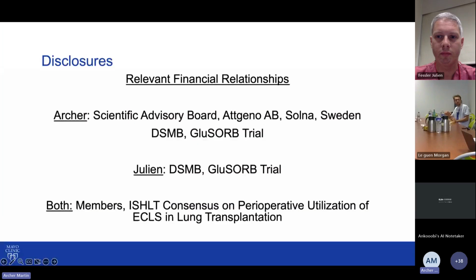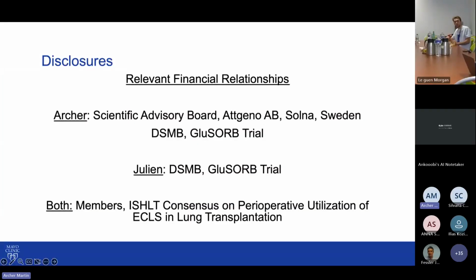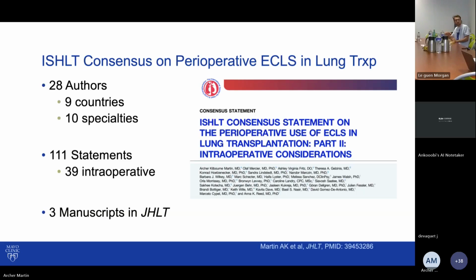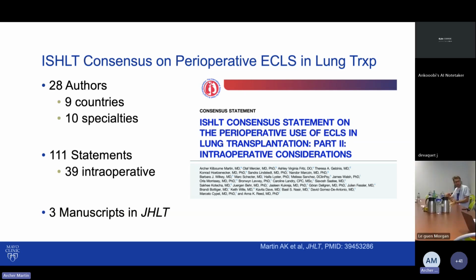Now, Julian and I do have some disclosures. Our financial disclosures are not related to this paper, but both of us were members of this consensus, and both of us are authors of this paper. This paper was really a massive undertaking. It's taken about 2.5 years for us to get to this point. We were approached by the ISHLT Standards and Guidelines Committee, and we have a total of 28 authors.